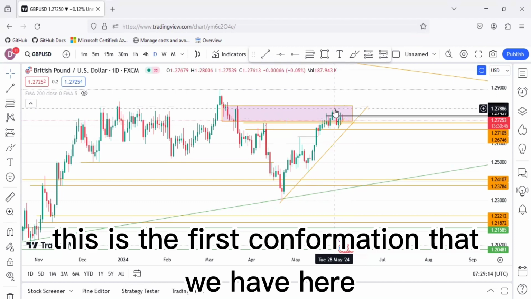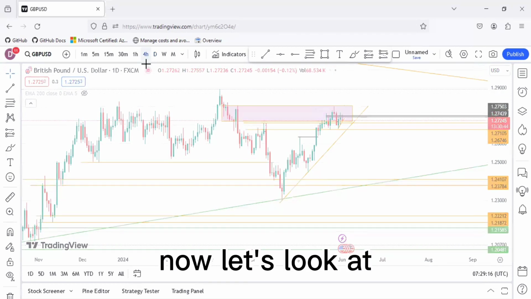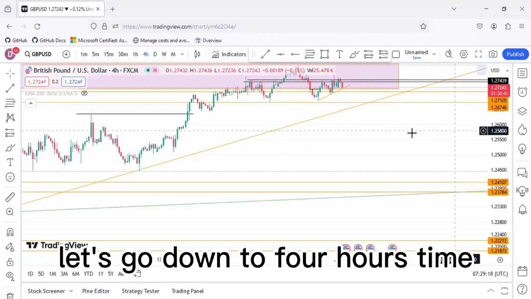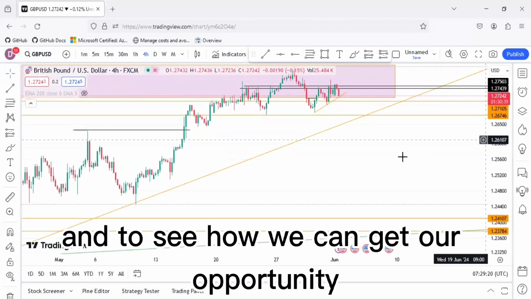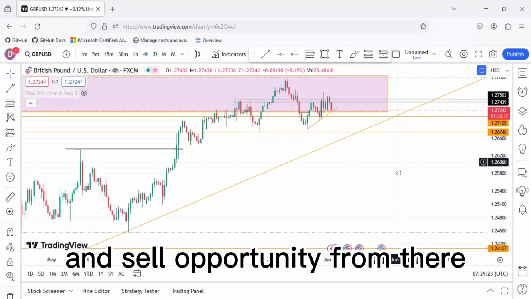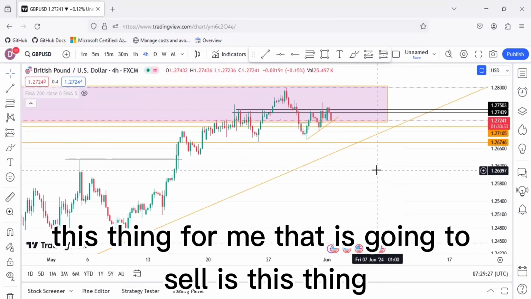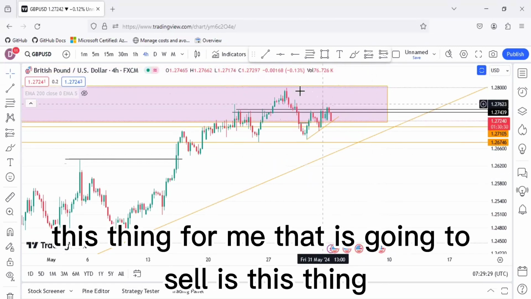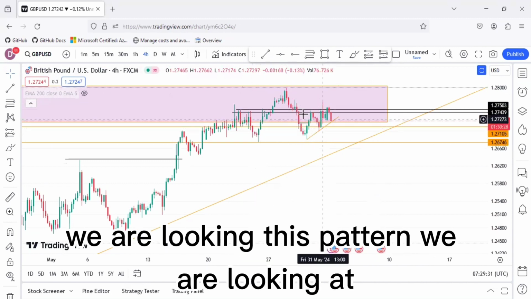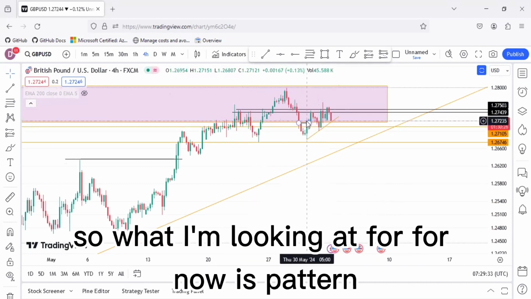This is the first confirmation that we have here. Now let's go down to the 4 hours time frame to see how we can get our opportunity, a sell opportunity from there. And one of the things that is still confirming this for me, that it is going to sell, is this pattern we are looking at here. So what I'm looking at for now is the pattern.